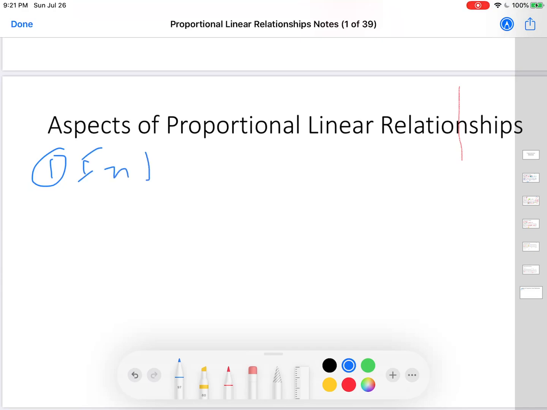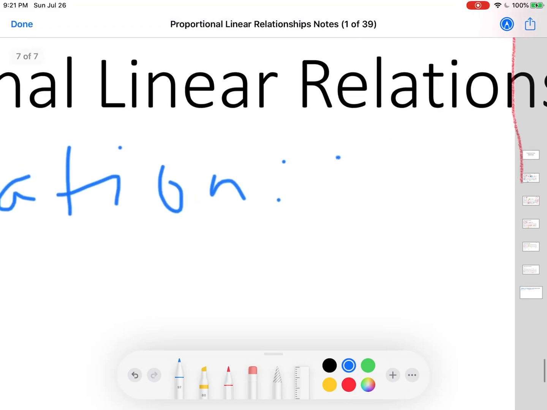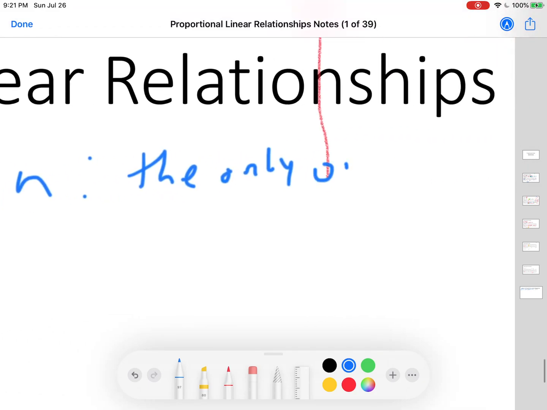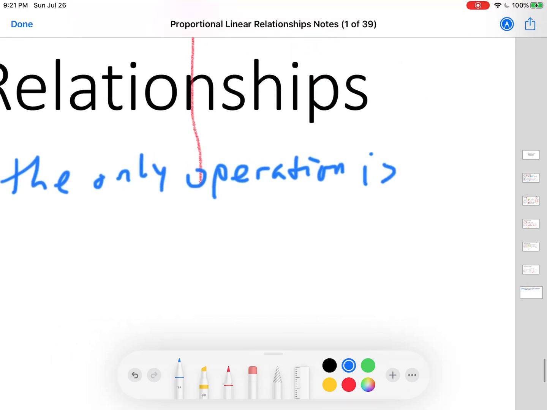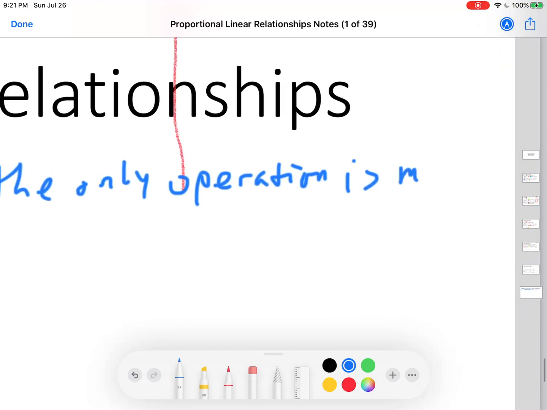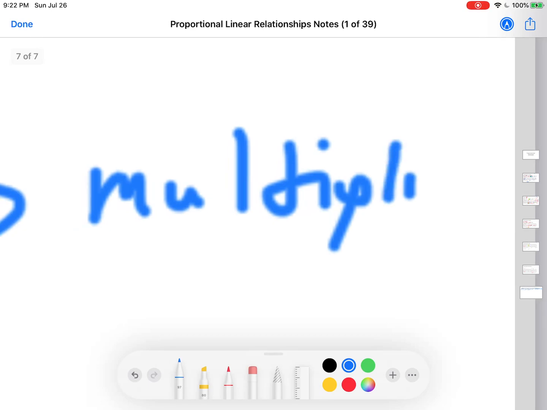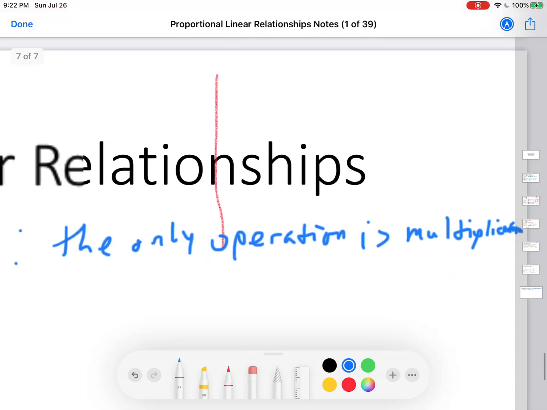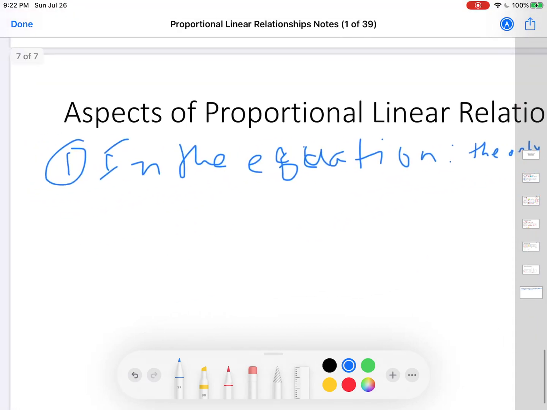1. In the equation, the only operation is multiplication. I had to get very small there to be able to fit it.